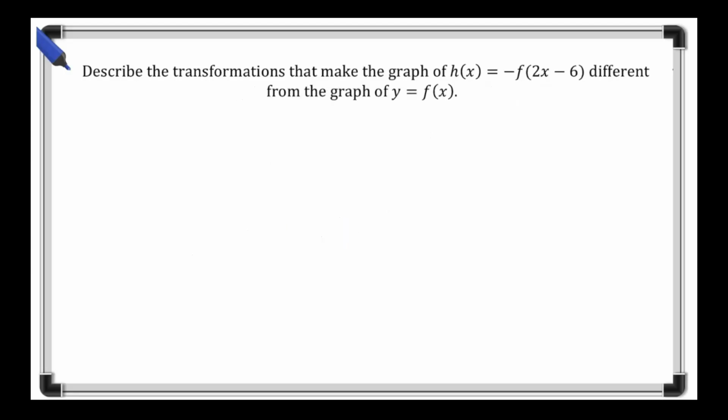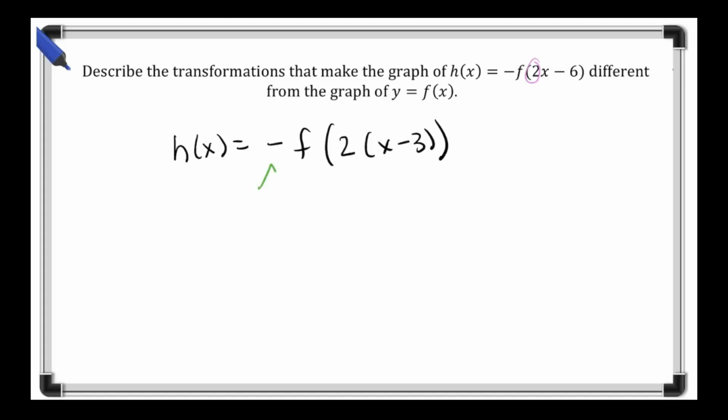Okay, here we are going to describe the transformations that make this graph different than our generic function. Now, the thing that you want to notice is that you have a 2 in front of your x. So what's very important is you want to factor out the 2 so that way you can see your horizontal shifts a little more clearly. So I'm going to rewrite what our function is, and I'm just going to factor out that 2 so I can see those shifts a little more clearly. And now we can go ahead and identify what's going on.